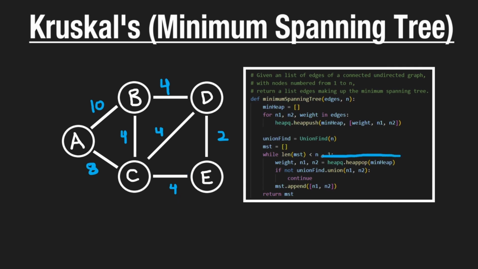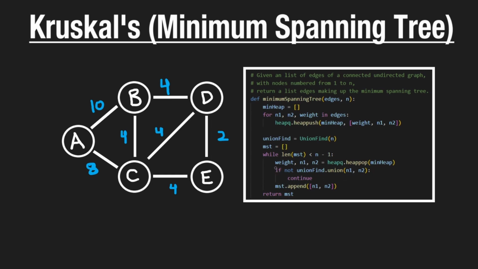So we're going to pop from the min heap the weight, node 1 and node 2. We don't really care about the weight. It was just used to pop the edge with the smallest weight, but we're not going to need that weight again. We're going to take these two nodes, try to union them together, but if we can't union them together, we're simply going to skip this edge. We're going to continue to the next iteration of the while loop.